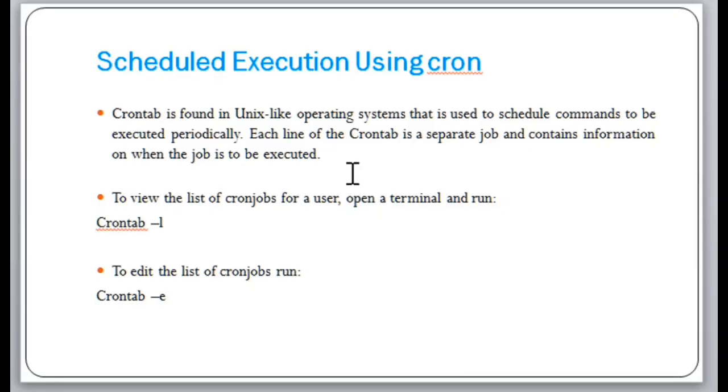So let's look at scheduling execution using cron, okay? This is one way to kind of keep the resource usage low on your machine. You can schedule jobs using cron. So crontab is found in a Unix-like operating system and is used to schedule commands to be executed periodically. Each line of the crontab is separated by a job and contains information on when the job is to be executed. To view the list of cron jobs for a user, open terminal, run crontab -l. To edit the list of cron jobs, run crontab -e.